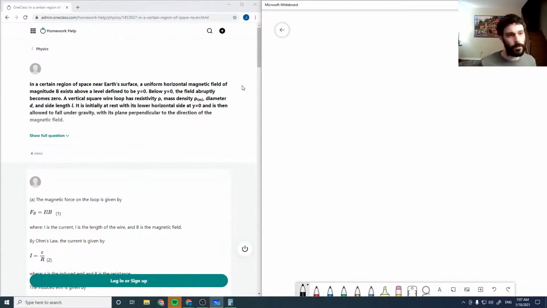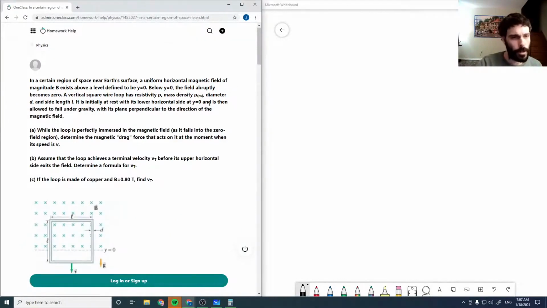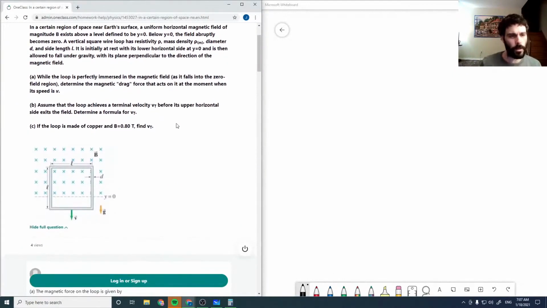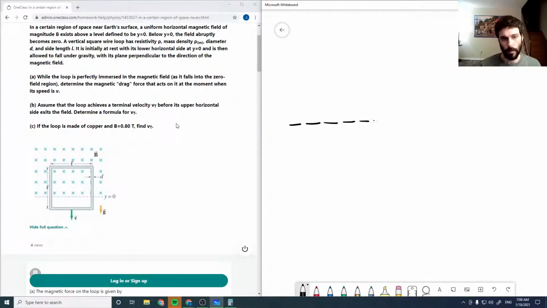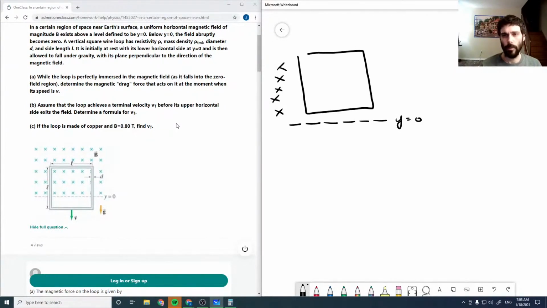So we have a region of space. For this question, we have a region of space near the Earth's surface, below which we have no B fields. So we've got some y equals 0. And above that, we have a B field going into the page. And we've got a wire loop, which we are dropping.